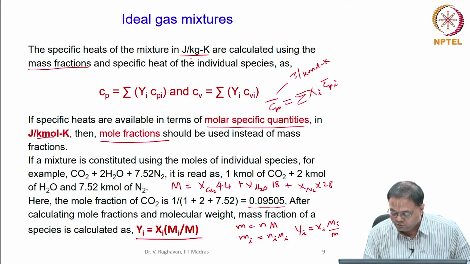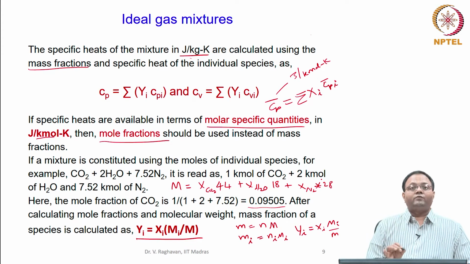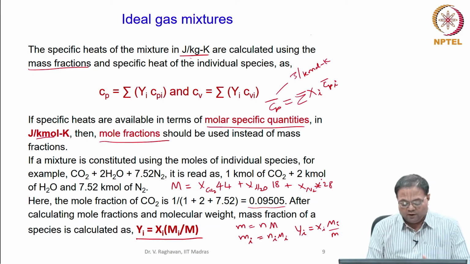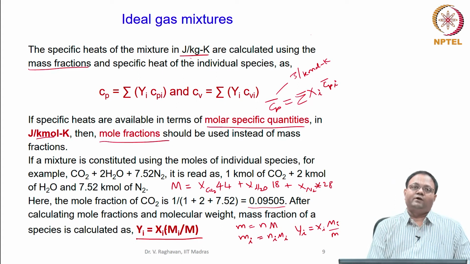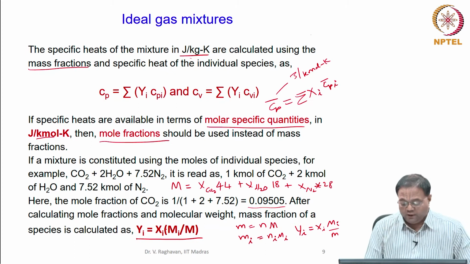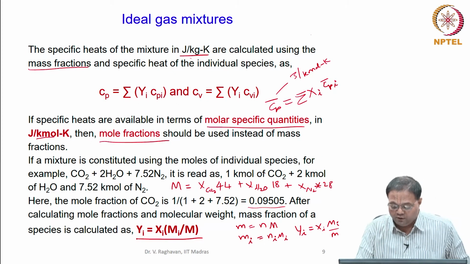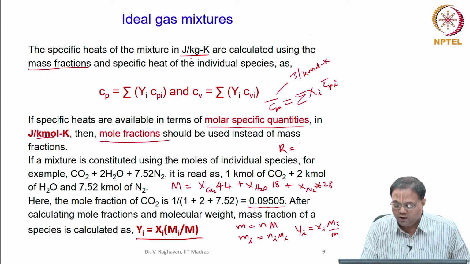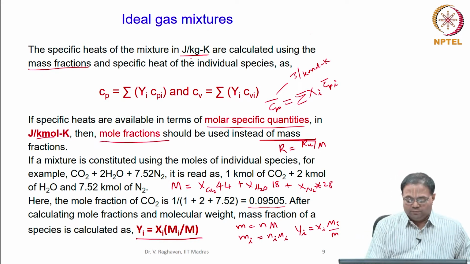Okay. So, this is the way you calculate the molecular weight of the mixture. Then from the mole fractions you can find the mass fractions, whenever you want that. Then, once the molecular weight of the mixture is known, you can find R of the mixture as Ru divided by the molecular weight.